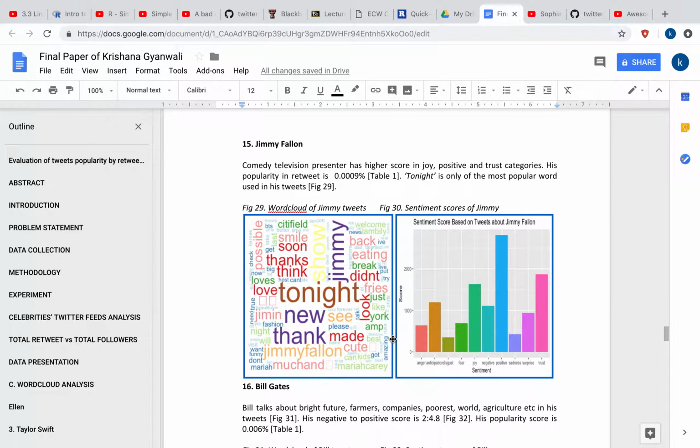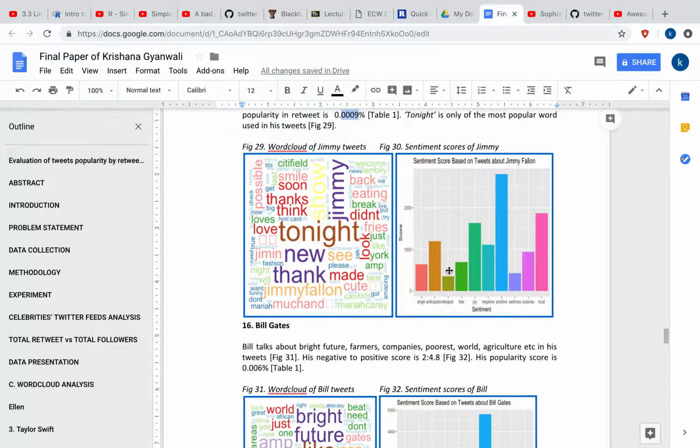And Jimmy Fallon. Tonight, his show, and his name is there, and Jimmy Fallon, so cute. These are his common words, and his popularity score is 0.009, but his sentiment score, if you see here, is more than 2,500.